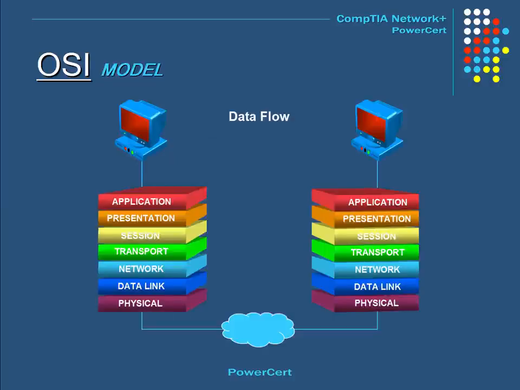This illustration shows how data flows through the OSI model. When 2 computers want to communicate, the data flows down the OSI model, and when the data crosses over the network media, such as the Internet, it flows back up the OSI model to its destination.